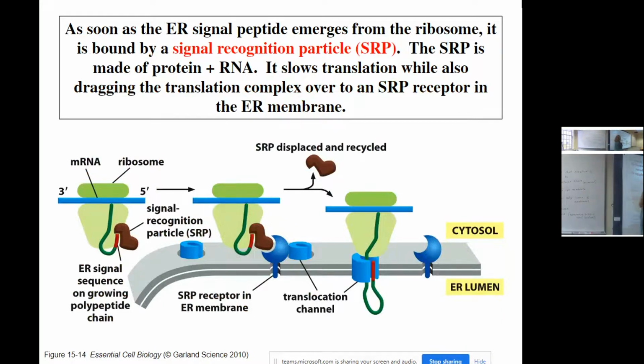Something interesting about this, when SRP is bound to the signal sequence, it kind of slows down the ribosome. So this picture, this is my favorite cartoon picture in the cell book because of the stage in my life where I first saw this.